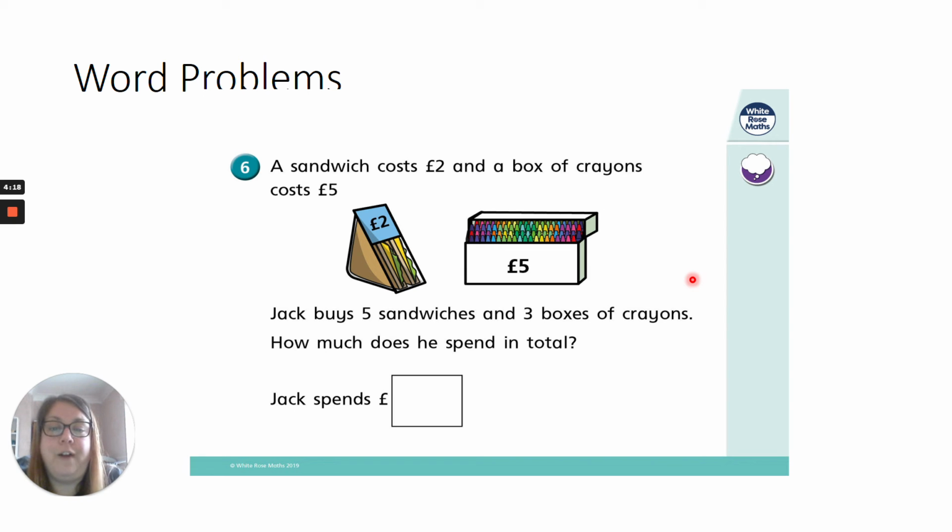So if Jack has bought 5 sandwiches and they're at £2 each, that's 5 times 2, which is 10. And then if he's bought 3 boxes of crayons at £5 each, that's 15. So then it is 25, because we've got to add the 2 together. So well done if you said that.